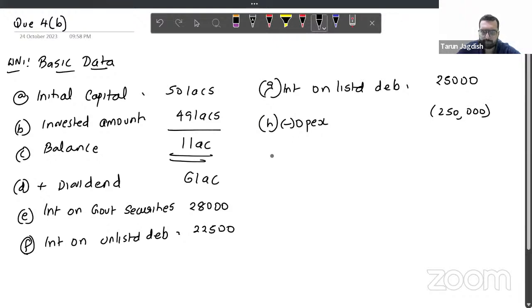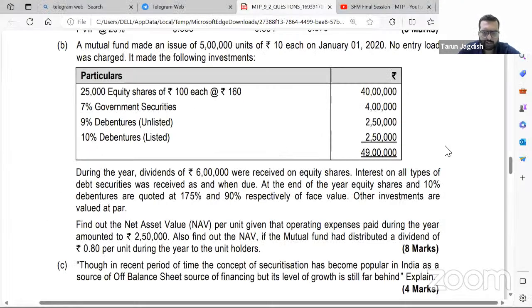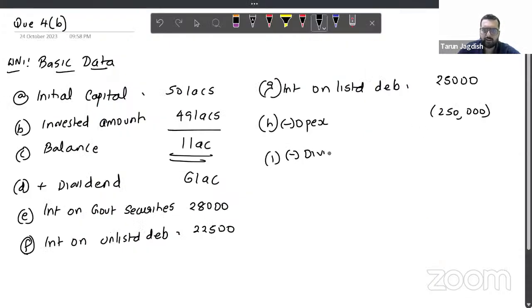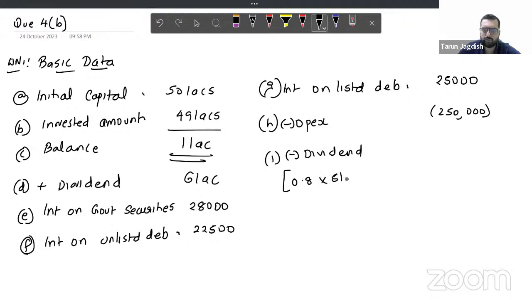Not only this, the mutual fund has distributed a dividend of how much? 0.8 per unit. So, less dividend. How much is the dividend they are telling? 0.8 into 5 lakh units, correct? Do you get the answer as 4 lakhs? So once you reduce this, what is the answer? You get 1 plus 6 plus 28,000 plus 22,500 plus 25,000 minus 2.5 minus 4.